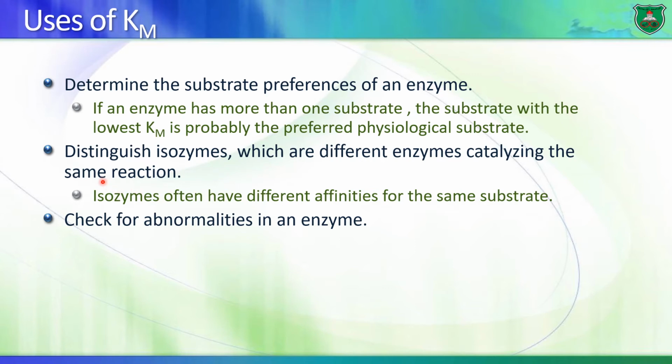It can distinguish isozymes. We'll talk about these isozymes in the regulation lectures next week, inshallah. So it tells us something about isozymes. Now, isozymes are different enzymes that catalyze the same reaction. So different enzymes catalyzing the same reaction. Now, these enzymes may differ in having different Km values for the same substrate. So Km tells us something about the preferences of different isozymes for a single substrate.